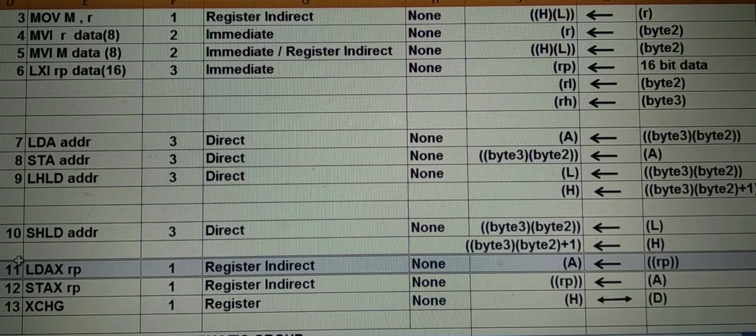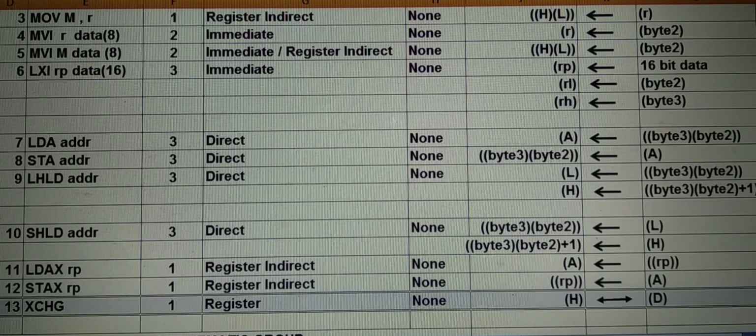LDAX RP, where L means load accumulator from the memory location, and the memory location is given by the register pair. As the memory location is given by the register pair, the addressing mode is register indirect. Here we can use only the BC and DE register pairs. STAX RP, where S means store accumulator to the memory location given by the register pair. The register pair gives the memory, therefore the addressing mode is register indirect.